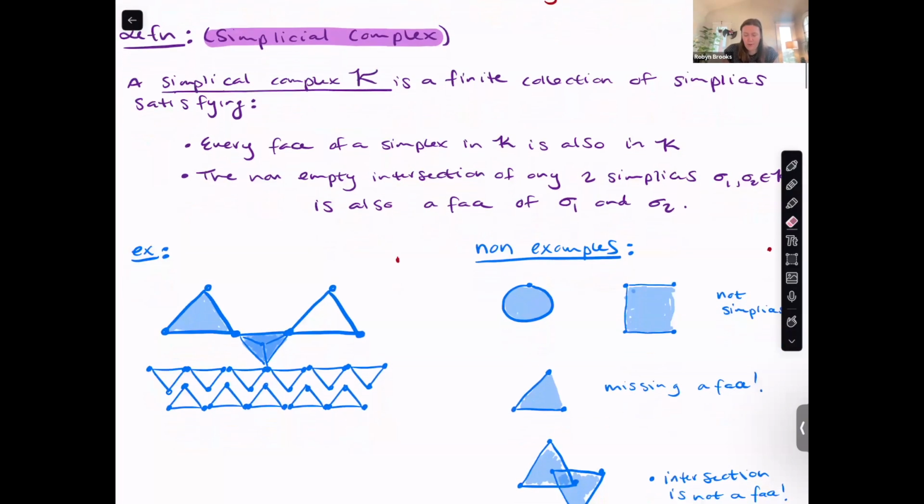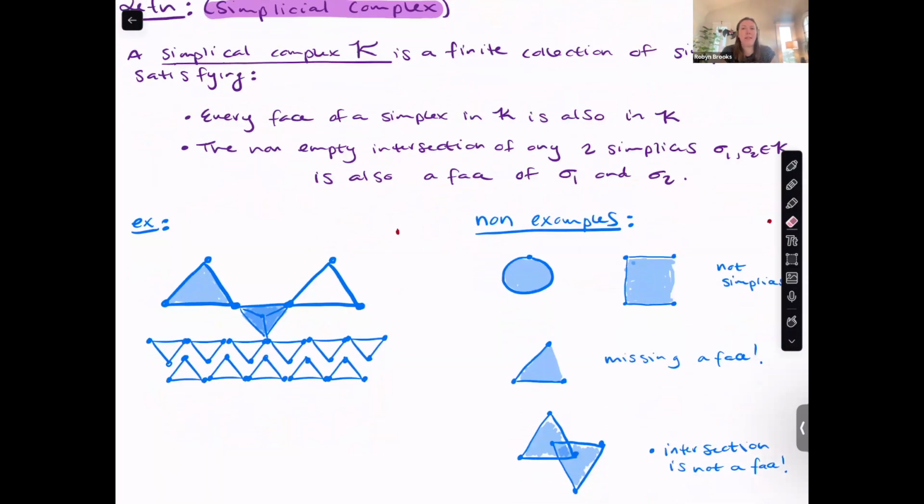Some non-examples of simplicial complexes include shapes or polytopes that are not simplices themselves, shapes that might be missing one or more faces, or complexes where the simplices don't intersect along faces.